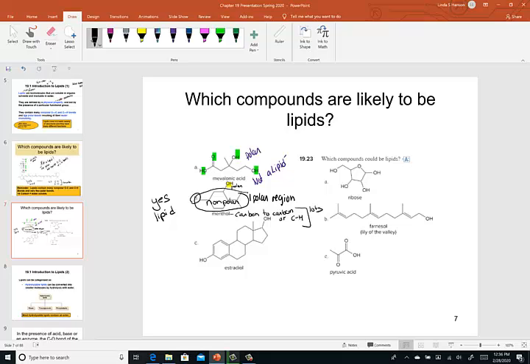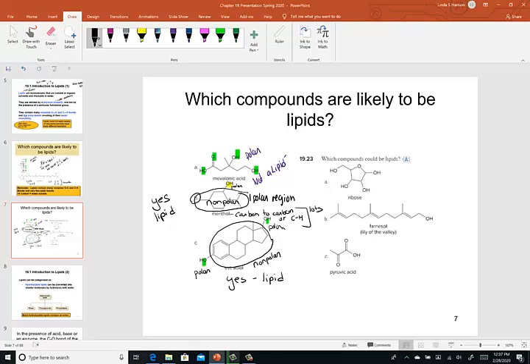How about letter C, estradiol? Well, I can see those two alcohol groups. There are two polar regions. However, I see a whole lot of carbon to carbon, carbon to hydrogen bonds in a nonpolar region, which is quite dominant in this structure. So yes, this would be classified as a lipid.